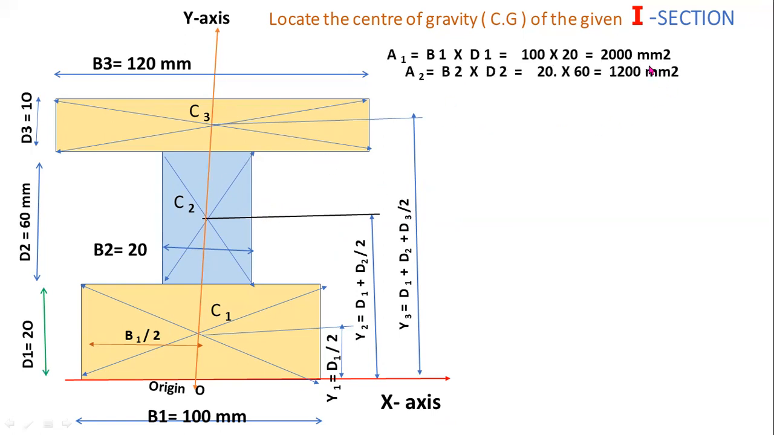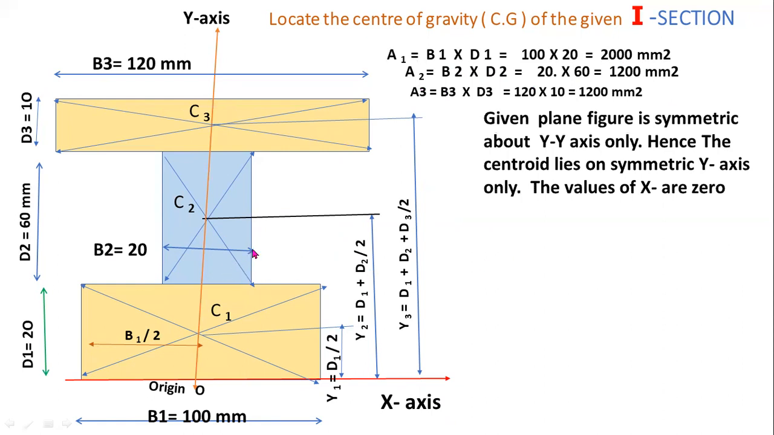Here A1 equal to b1 d1 equal to 100 by 20 equal to 2000 mm square, and A2 equal to base 2 into depth d2, the area of the web, 20 by 60 equal to 1200 mm square. And A3 is the area of the top flange, base 3 into depth d3, that is 120 by 10 equal to 1200 mm square. A1, A2, A3 are the individual areas. Capital A equal to A1 plus A2 plus A3 is the total area of the I section.